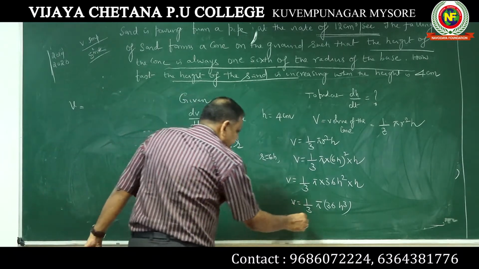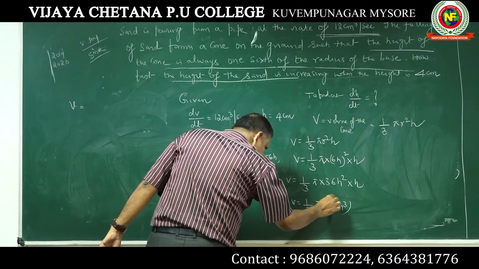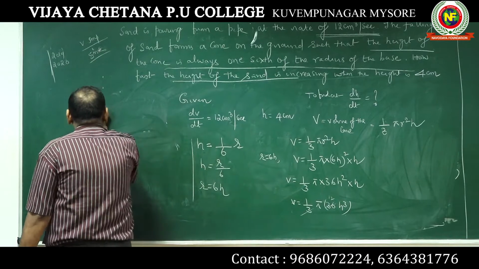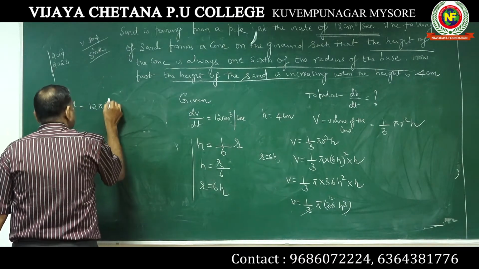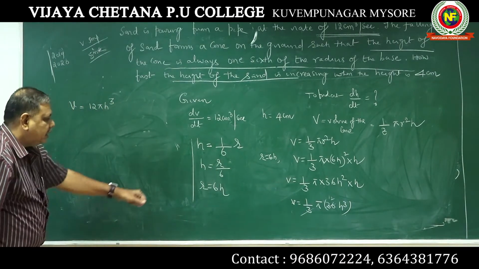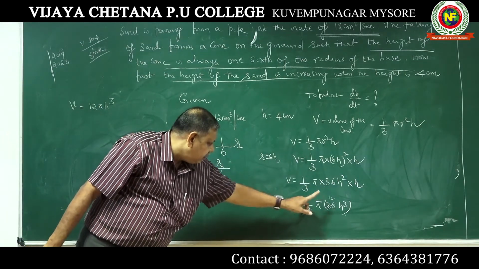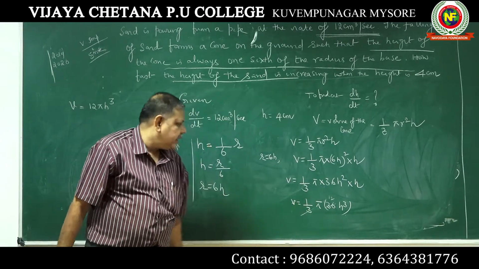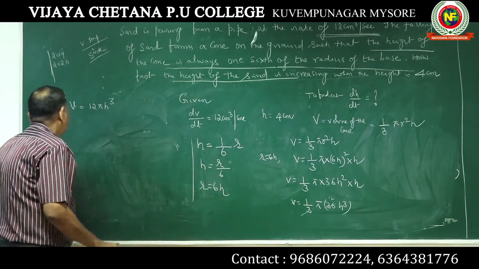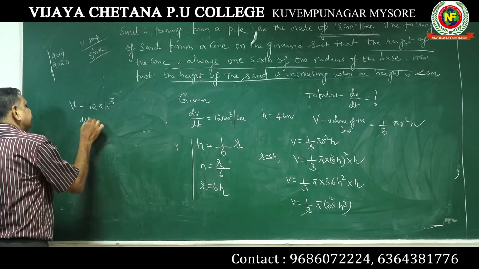If you want, you can cancel: 3 twelves are 36, so it is 12 pi h cube. Understood how? 3 twelves are 36, so 12 pi, keep pi as it is, 12 pi h cube. Now differentiate with respect to t.